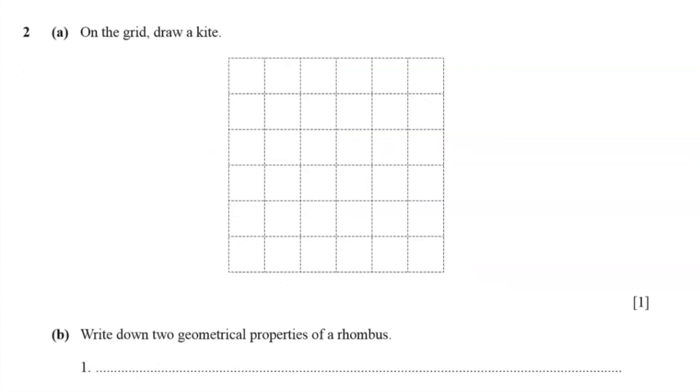On the grid, draw a kite. Well, a kite is a specific shape in maths where you have, well, I don't know what shape it is. It's like this. It looks like a kite, right? And that's it. That's all we had to do. Any symmetrical shape will do. If you cut it in half, one side is a mirror of the other, either horizontally or vertically, but the top is not a mirror image of the bottom. That's what makes the kite.